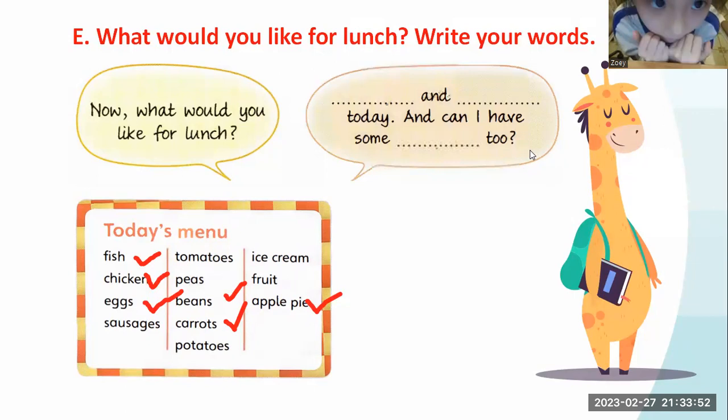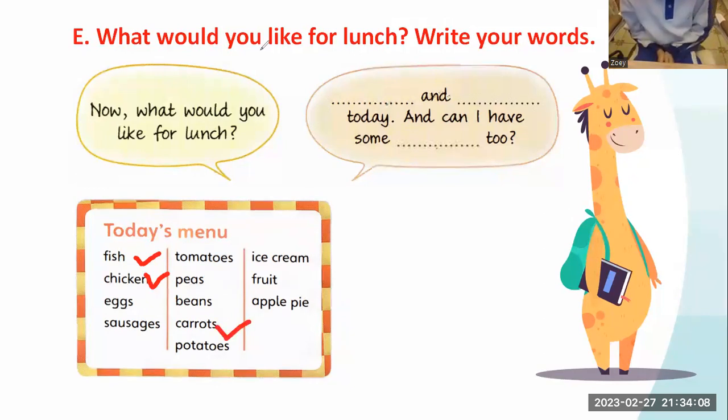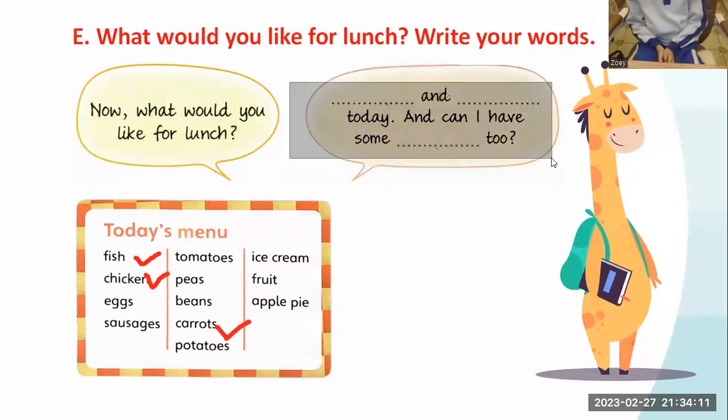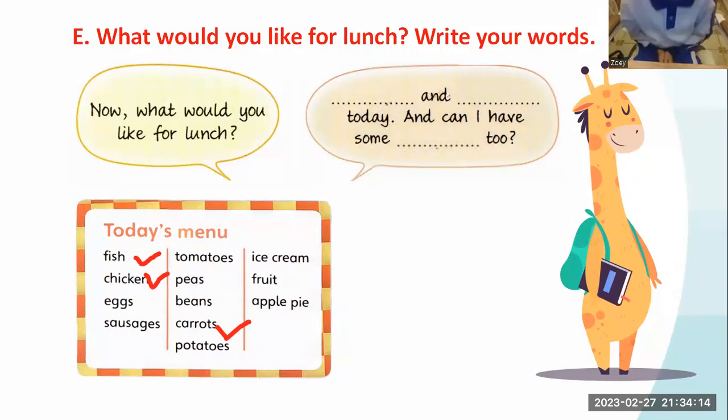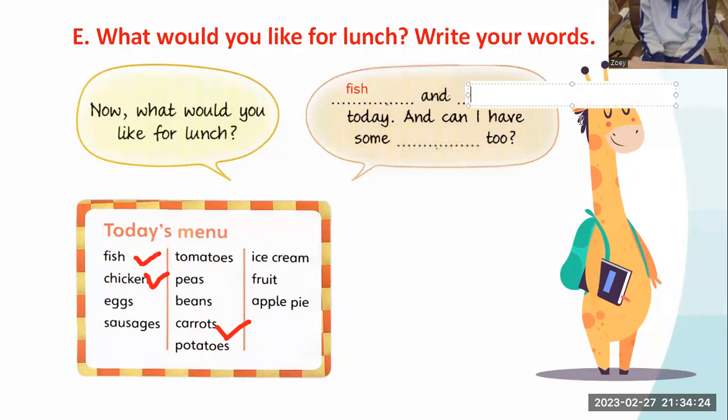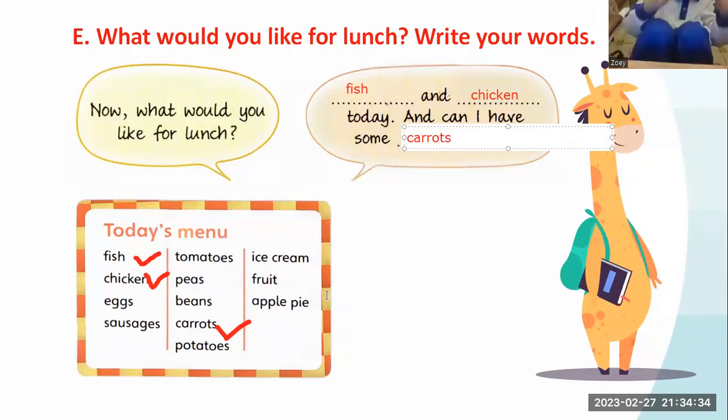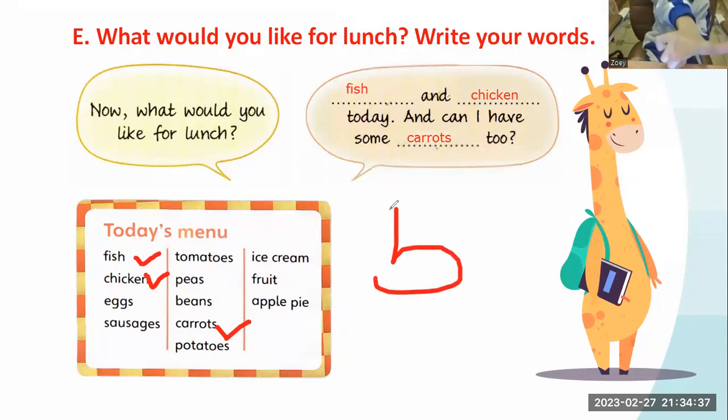I want you to choose only three foods. Ooh. Only three. Fish. Okay. Chicken. And carrots. Okay. So can you please write it here, Zoey? You write it here. Fish and chicken. And I have carrot too. Okay, very good. Fish and chicken. And can I have some carrots too? Great job, Zoey.